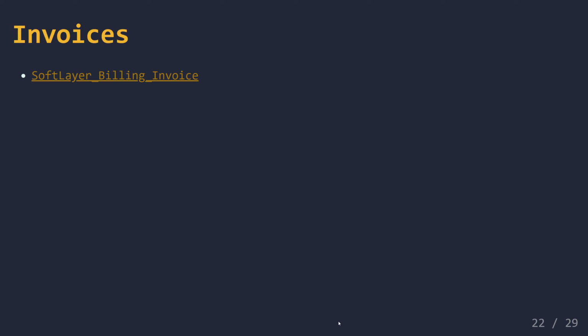All right, so now let's talk about invoices. Now that we've ordered something, let's look at the invoice for it and get all that information. So the service for an invoice is the software billing invoice service that you can look on SLDN to see a lot of information about it. But we're just going to cover the highlights right now.